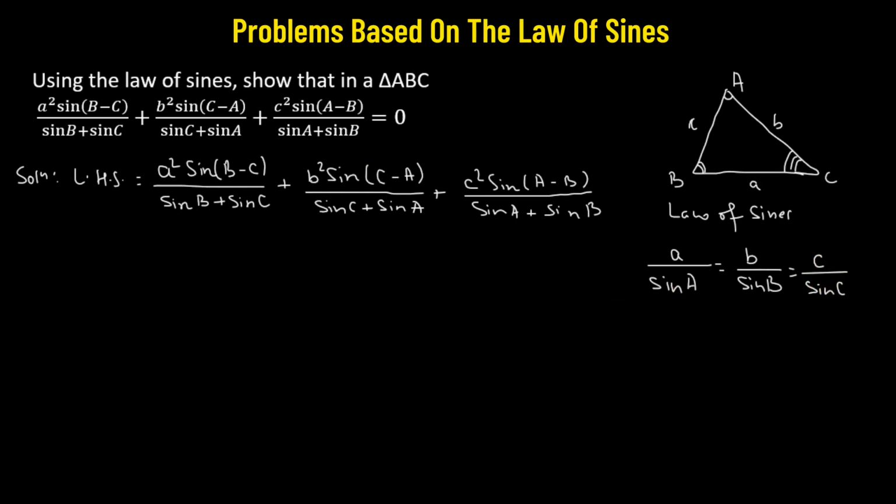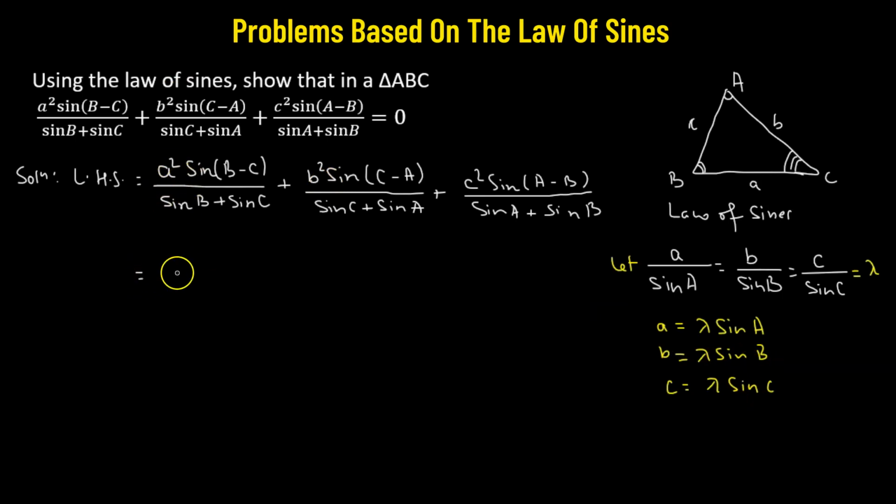Now, in order to solve this problem, we will consider these three ratios to be equal to a common constant lambda. Once we do that, we can rewrite a as lambda times sine A, b as lambda times sine B, and similarly c will become lambda times sine C. So we're going to replace a, b, and c with these three values. Let's do that.